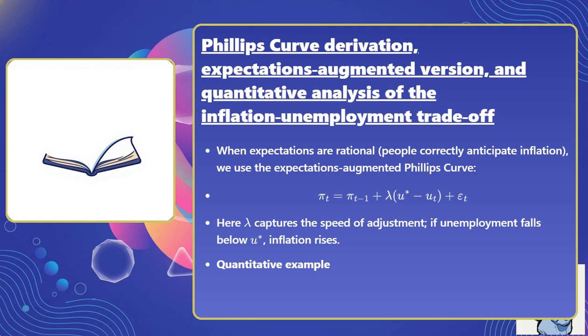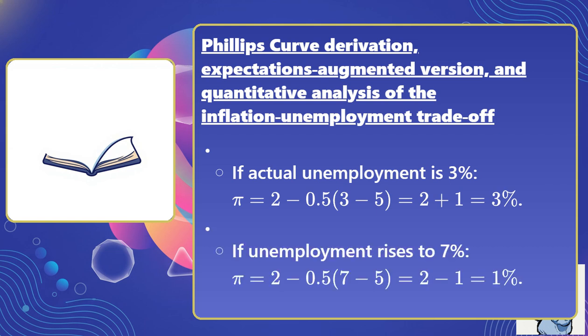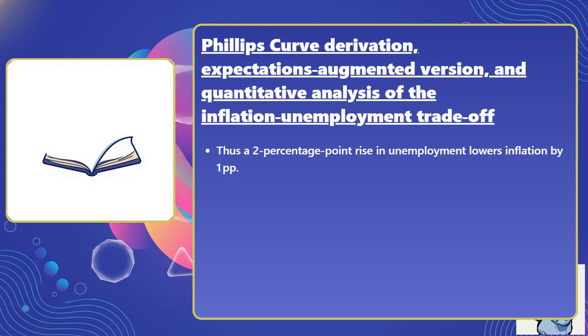Quantitative example. Assume u star equals 5%, beta equals 0.5. Expected inflation pi superscript e equals 2%. If actual unemployment is 3%, pi equals 2 minus 0.5 times (3 minus 5), equals 2 plus 1, equals 3%. If unemployment rises to 7%, pi equals 2 minus 0.5 times (7 minus 5), equals 2 minus 1, equals 1%. Thus, a 2 percentage point rise in unemployment lowers inflation by 1 percentage point.